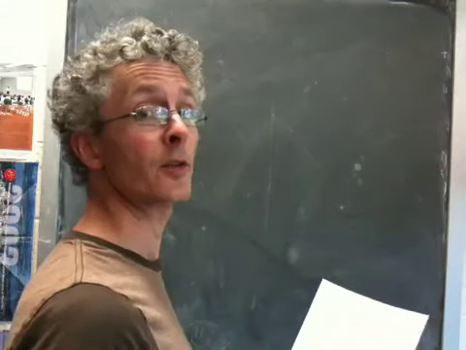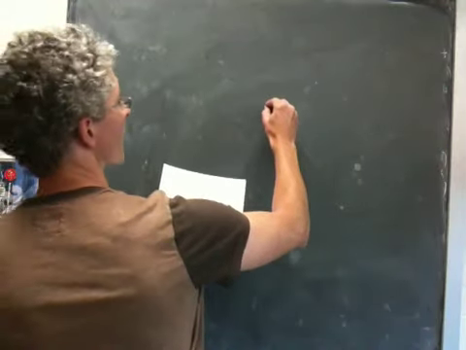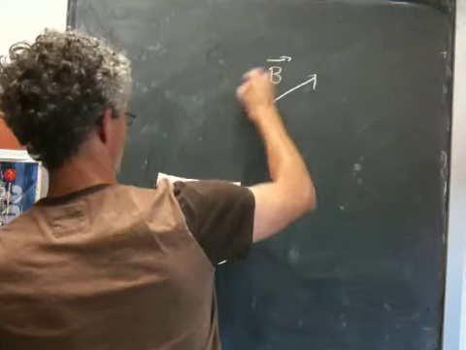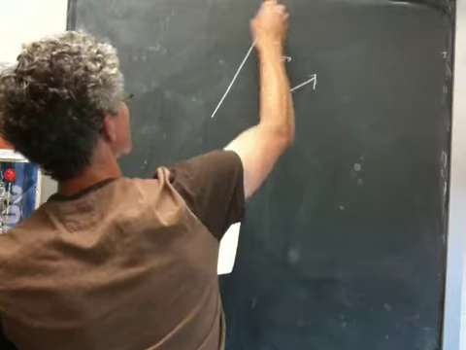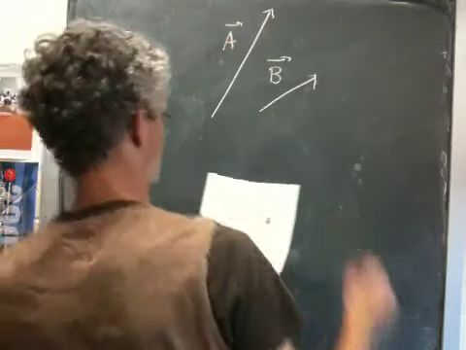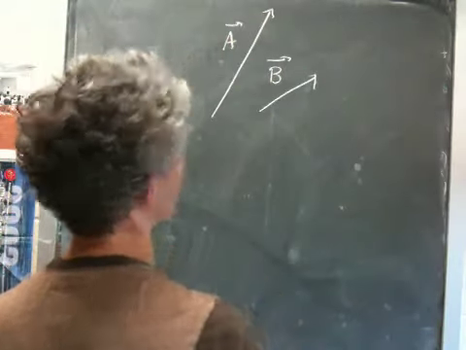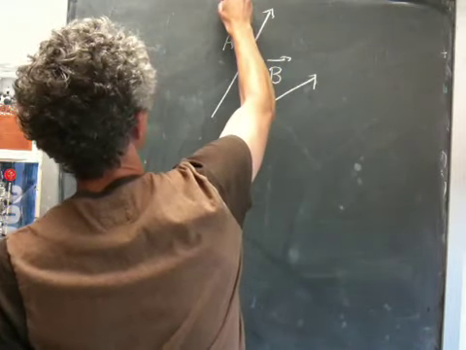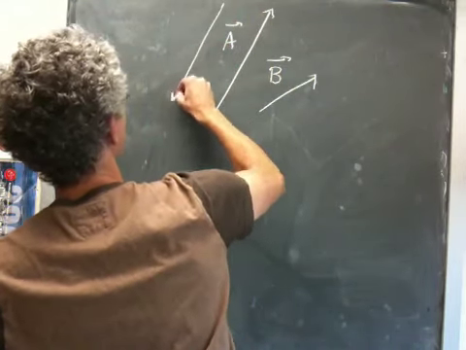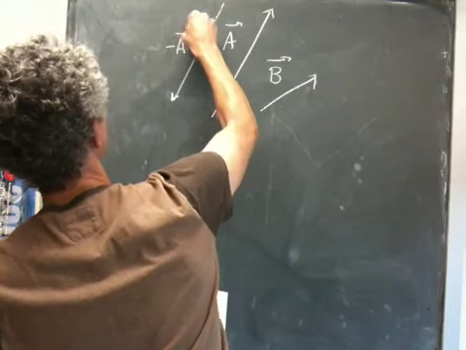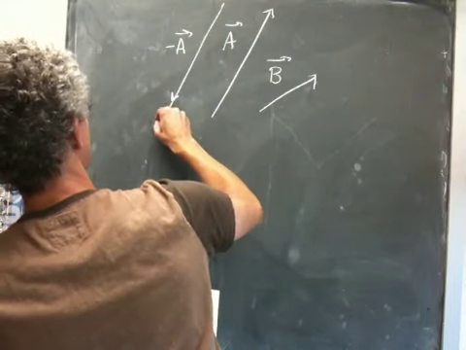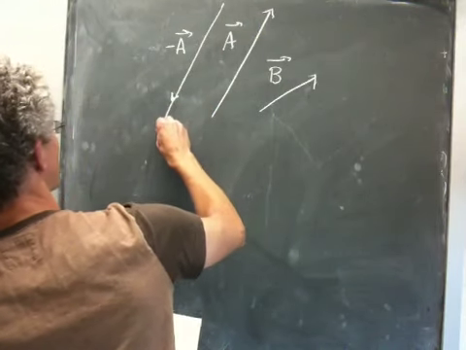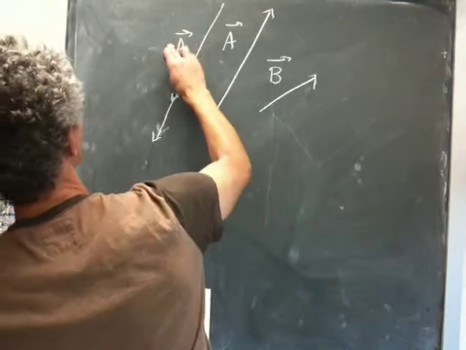So, first question. You're asked to find B minus 1.5A, where this is B, and this is A. Well, as we discussed in class, this vector here is minus A. So this vector here, which is A, plus another half of A, I might make that a little bit longer actually, is minus 1.5A.